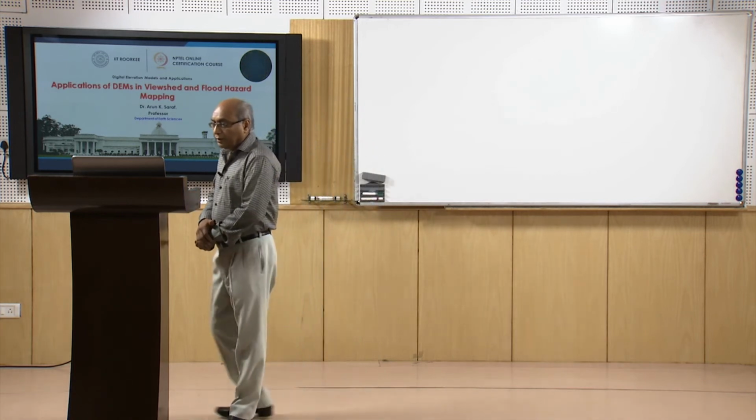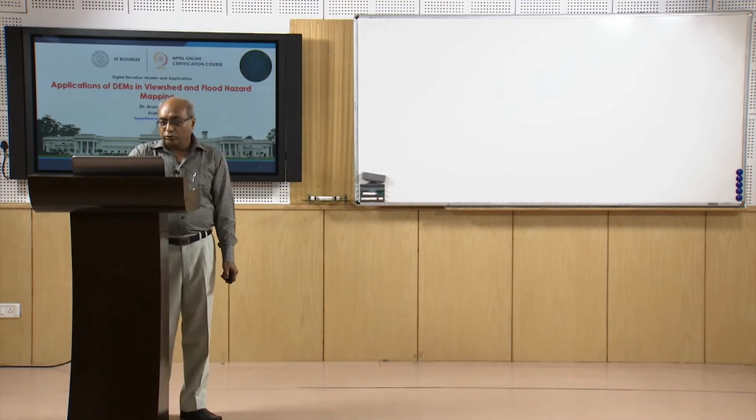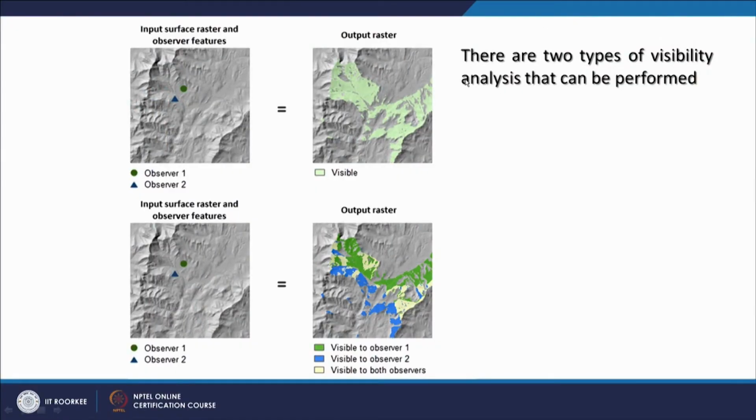And there are some other examples also. There are 2 types of visibility analysis that can be performed here also. The 2 observers are here in this example. We see only the visible part, whereas with the same observer locations, we may want to see which part of the terrain is visible from observer 1, which part of the terrain is visible from observer 2, and which part is visible from both the observers. So, all 3 possibilities are there. So, this can also be analyzed like this.